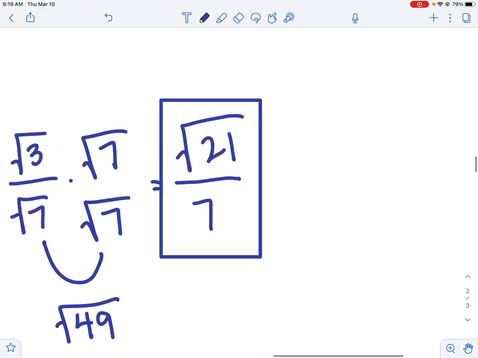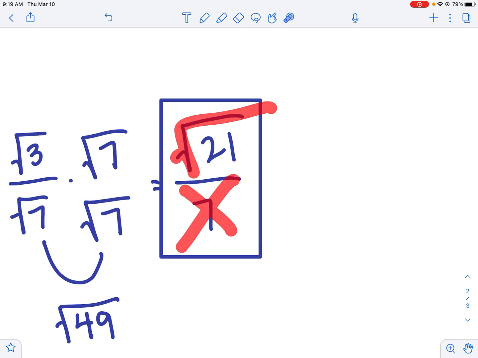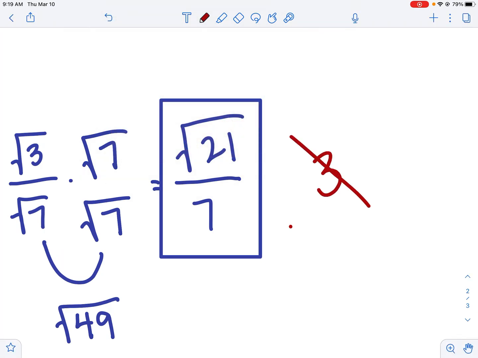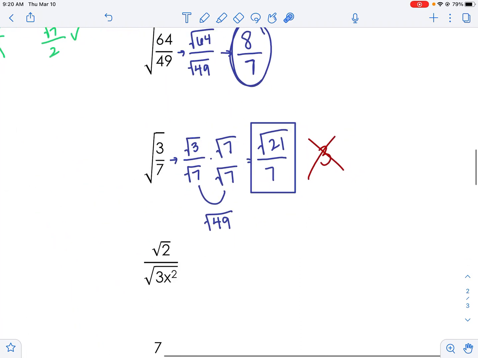Let's just be honest, it's kind of weird looking, but that's okay. I'm allowed to have that. I can have a radical on the top, just not in the bottom. Now, what you're not to do is go, oh, 21 divided by 7 is 3. That's not the answer, because it's not 21. It's the square root of 21 over 7. There's a difference there.